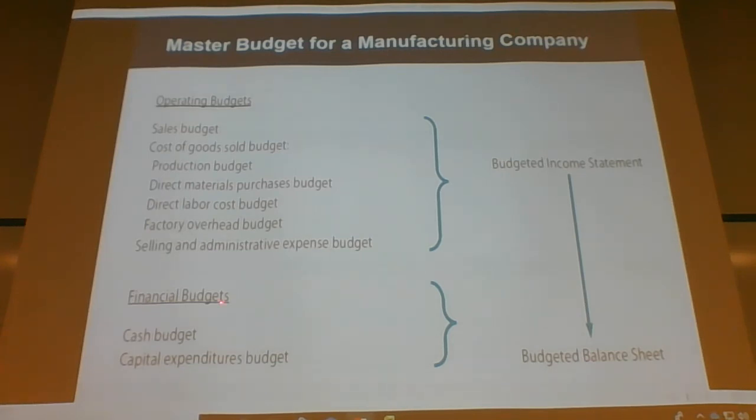Once we do that, we have an indication of what our cash budget is for capital expenditures and so forth. And again, we're going to find that translated over here into a budgeted balance sheet. So when we talk about budgeted income statements and budgeted balance sheets, it's very, very important that we understand that these are projections, these are estimates of what we think our income statement might look like at the end of the year, and also what our balance sheet might look like at year end.